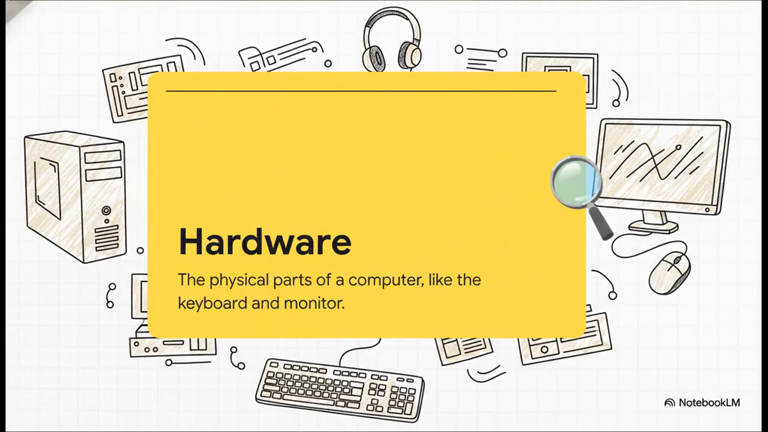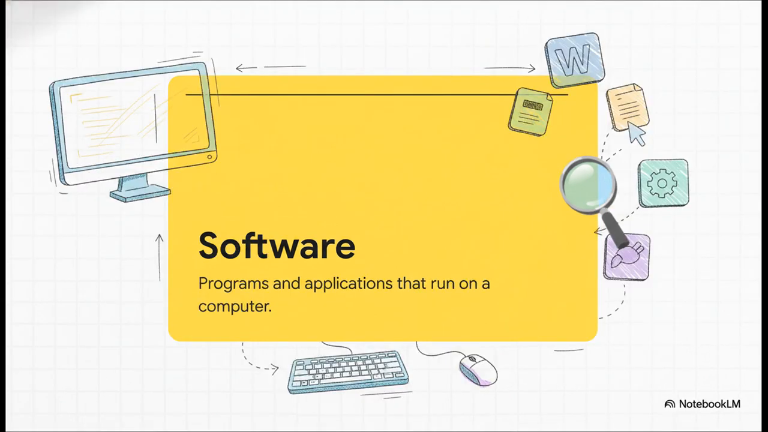Next, we have the word hardware. Hardware means the physical parts of a computer. These are the parts that you can see and you can touch. For example, your keyboard and your monitor are both hardware. And on the other hand, we have software. Software is different. It's the programs and applications that tell the hardware what to do. You cannot touch software. An example would be Microsoft Word or the apps on your phone.